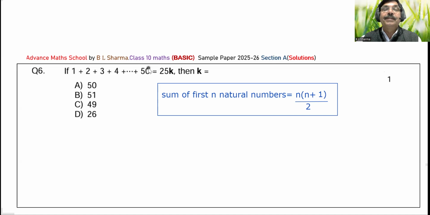N is 50. N plus 1 will be 50 plus 1, 51. So 50 into 51 upon 2, that is 25k. In place of n, write 50. In place of n plus 1, write 51, divide by 2. That is equal to 25k. 2 25s are 50, so 25 and 25 cancel. What is left? K is equal to 51. So B is the correct option.